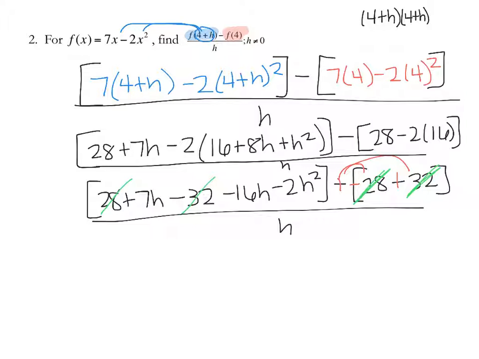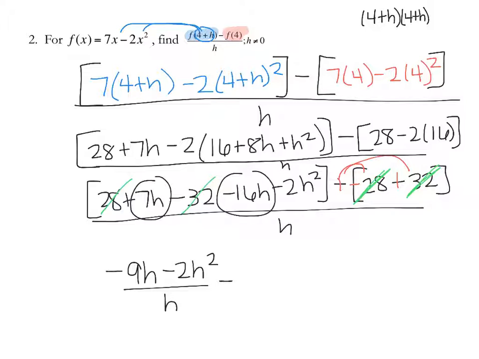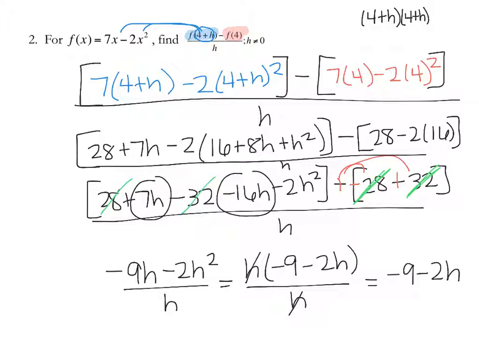All over h. So if you look at what we have left, there's a 7h and a negative 16h, which we can combine. That's negative 9h minus 2h squared over h. And then we're just going to take the h out. So leave the negative behind, that's fine, but take the h out so we can get it to cancel. These h's cancel, we get negative 9 minus 2h, and that's our answer.